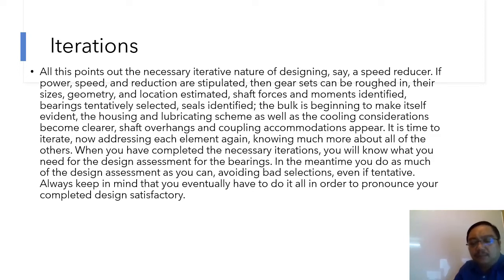Okay, this is what is meant by iteration, meaning that all the parts and components are related to each other. Especially the bearing, because the bearing comes from a company. You don't design the bearing; it is designed by the bearing company itself. Then you have to suit the bearing to your need.